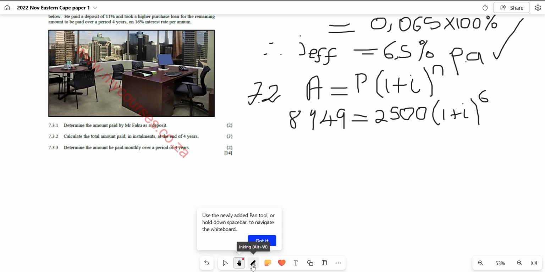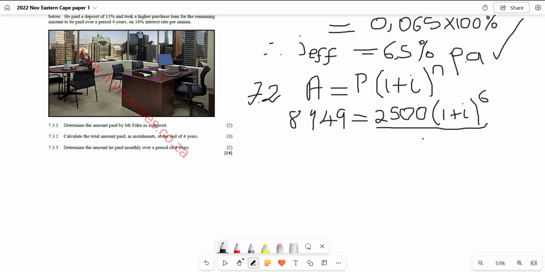Then every time under finance, growth and decay, if you are looking for either I or n, you first have to divide by the P value. In this case, our P value will be 2,500x. And also on this side, we are going to divide by 2,500.